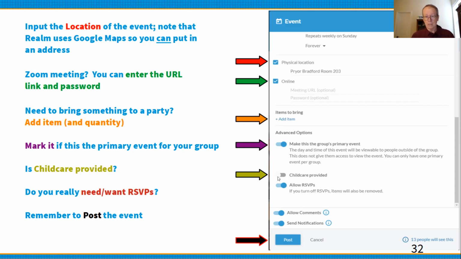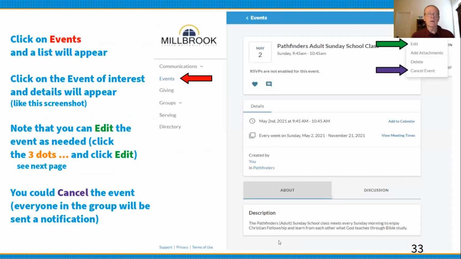One of the things that there is the capability to do is, if you have childcare, you can turn that on or off. And just like on all the others, you can allow comments, or you can say notifications should be sent for this particular event. Then you click post, and it gets added to the events on Realm.